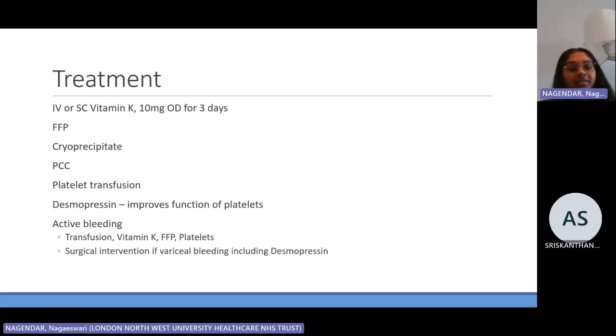If patients present and they're actively bleeding, often from variceal bleeds or GI bleeds, you'd be thinking about transfusion. This can include platelets and red cells. You'd want to give vitamin K, FFP, a pool of platelets, and you might require surgical intervention or endoscopic intervention. If people present with variceal bleeds, they can sometimes take them into endoscopy, insert a Sengstaken tube, band the varices, etc. And one of the other important things to be aware of in liver disease is disseminated intravascular coagulation.